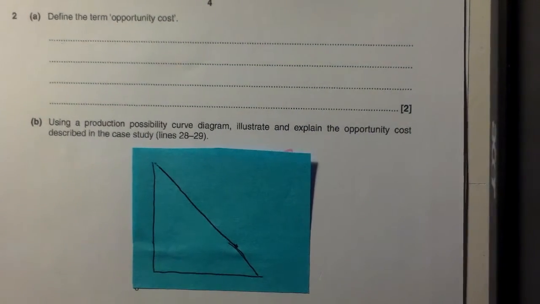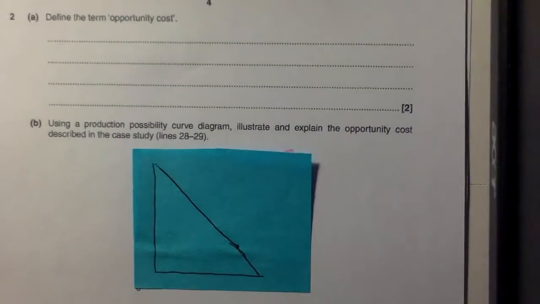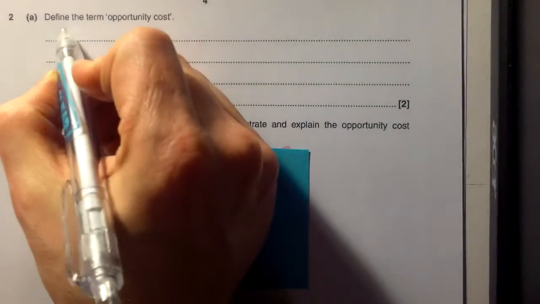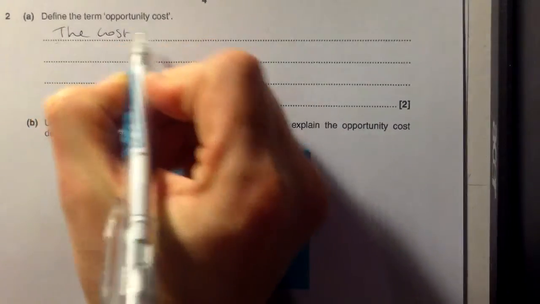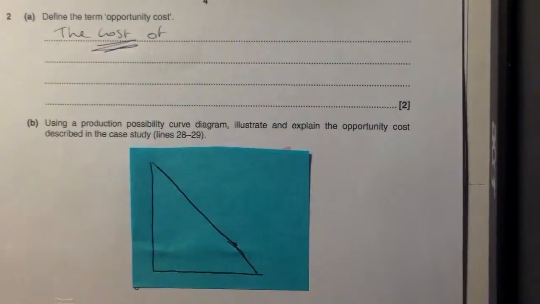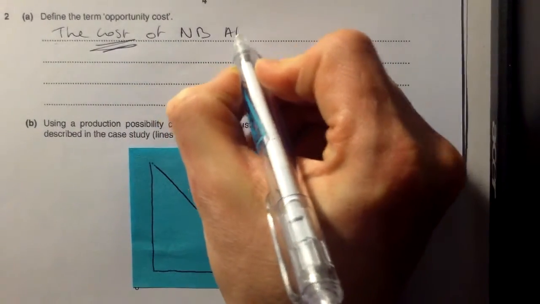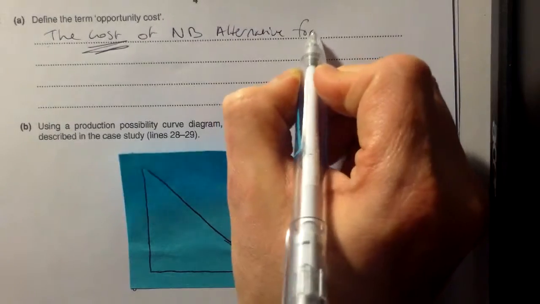The second question is define opportunity cost. So again, it's really important we use the words cost of the next best alternative, and the other key word is foregone.